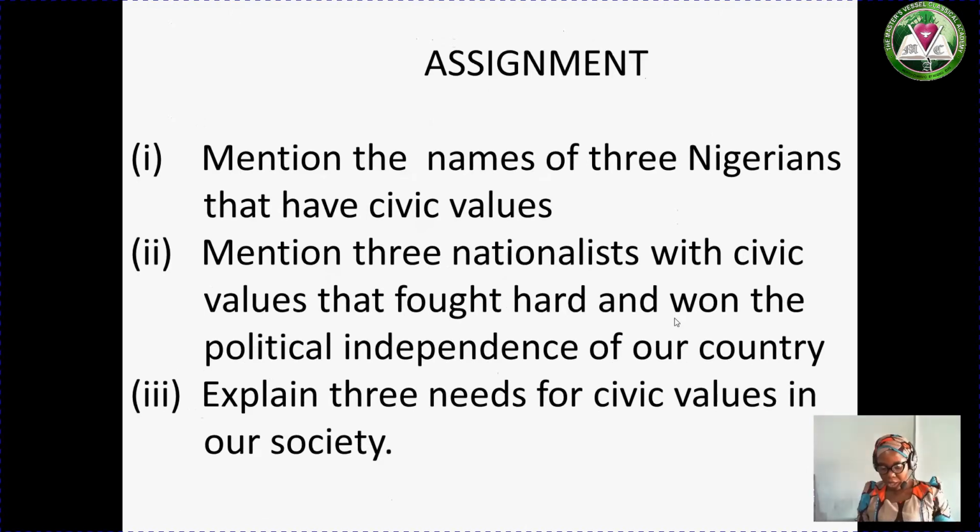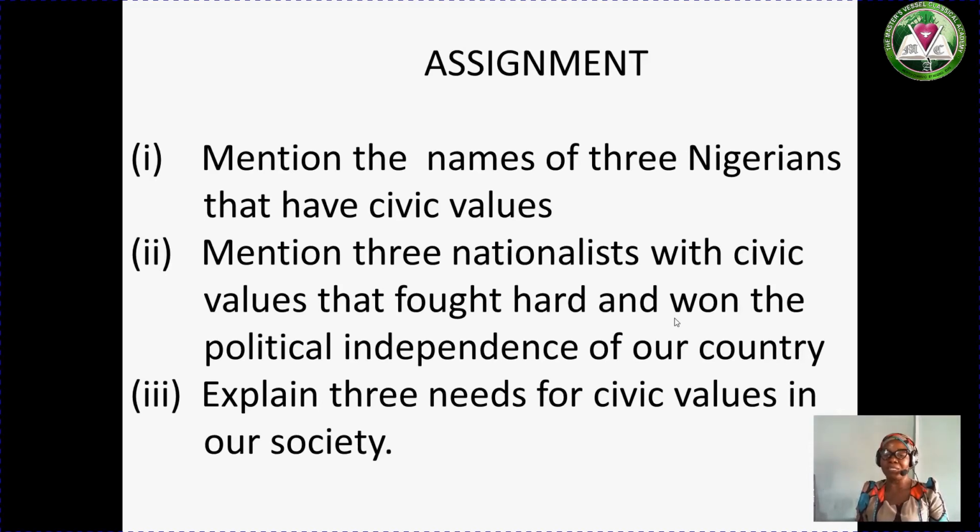Before I give you assignments, I would like to go back to what we have just done now. Remember, I said that the topic is what? Need for national values in the society. And before we went to that, I first of all mentioned the names of some Nigerians that have these national values. And because they have these national values, people now know them as good people, good citizens.